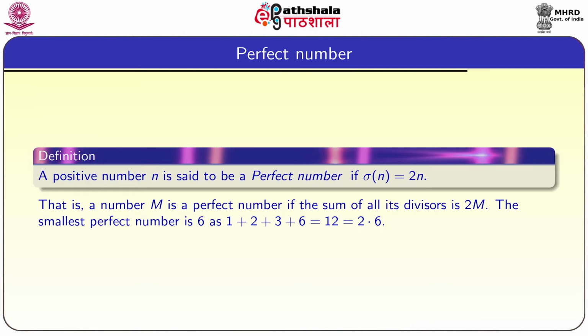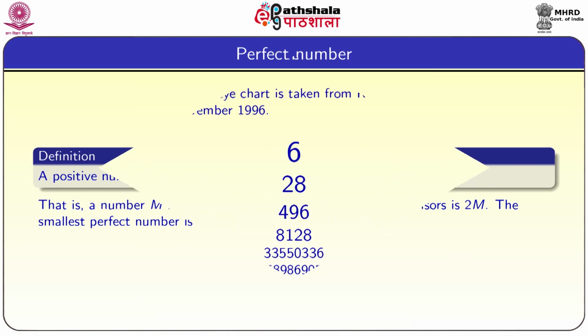Now, we are going to discuss an important subset of natural numbers called perfect numbers. A positive number n is said to be a perfect number if sigma of n is equal to 2n, that is, the sum of all the divisors of n is equal to twice that number. The smallest perfect number is 6. It is because 1 plus 2 plus 3 plus 6, the divisors of 6, is equal to 12, that is equal to 2 into 6.